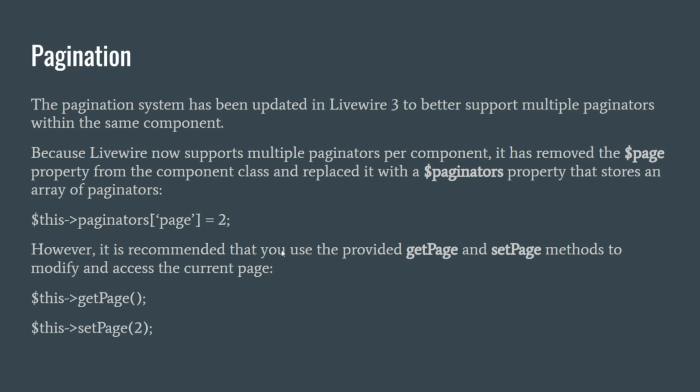However, it is recommended that you use the provided getPage and setPage methods to modify and access the current page. So how can we get the page and how can we set the page? In order to get the current page, we can do $this->getPage() and $this->setPage(). Now why is this array used here? It's because we can use multiple paginators within a single component. So one of the components may be using page, the other one may be using simple page or the dynamic page or something else. So for that purpose, we will be implementing the paginator here.